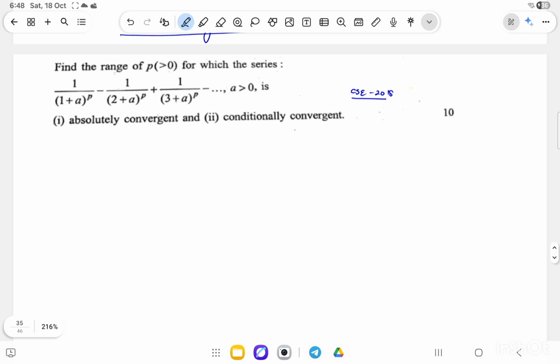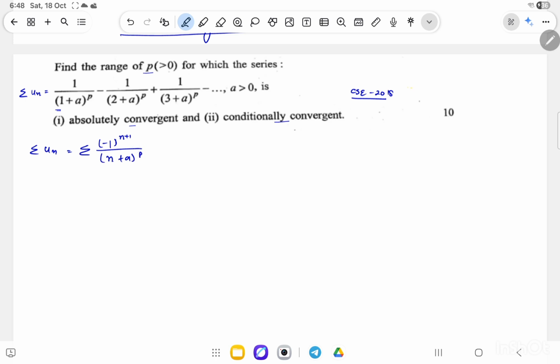So question 1 says: find the range of p for which this given series, let's name it as un for the time being, is absolutely convergent, and the second part is conditionally convergent. They have given us a series summation un, which equals summation of (-1) raised to n plus 1, upon (n plus a) raised to p, and this p is unknown.